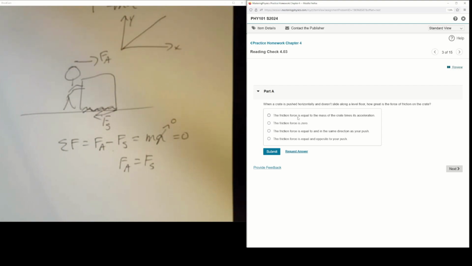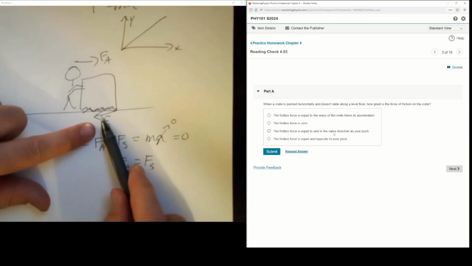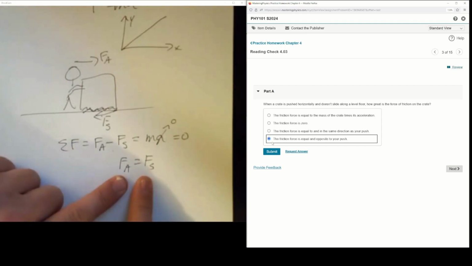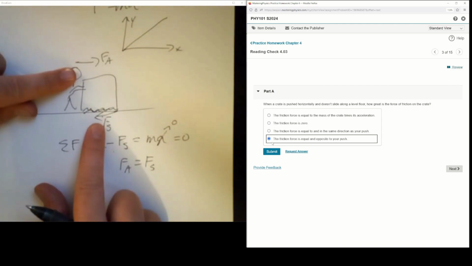And so where is that? The friction force is equal to the mass of the crate? Well, no, it's not moving, so no acceleration. The friction is 0? No, it wouldn't be 0, because then the crate would be moving. The friction is equal to and in the same direction? Well, it's not in the same direction. It's opposite your direction. Friction always opposes motion. And the frictional force is equal and opposite. So there's what we're looking for. It's equal and it's opposite.